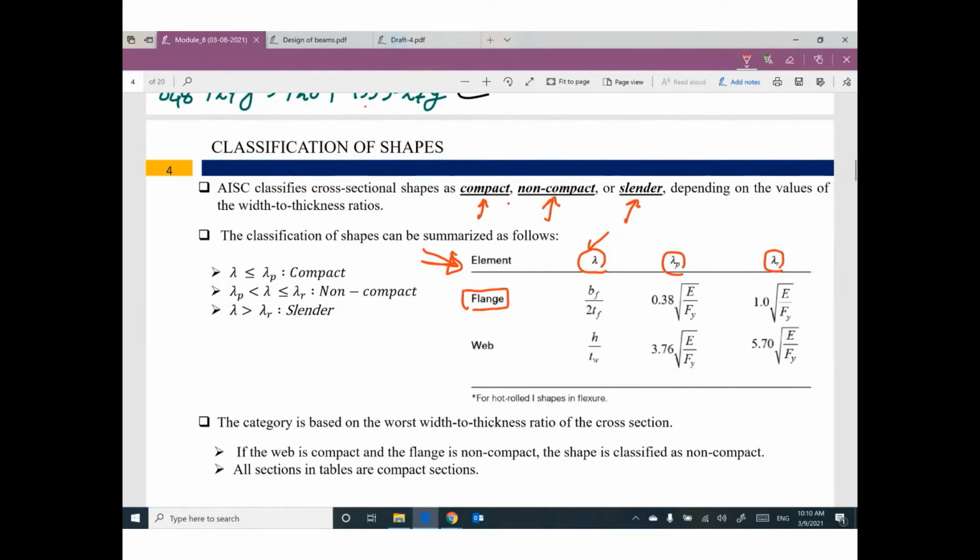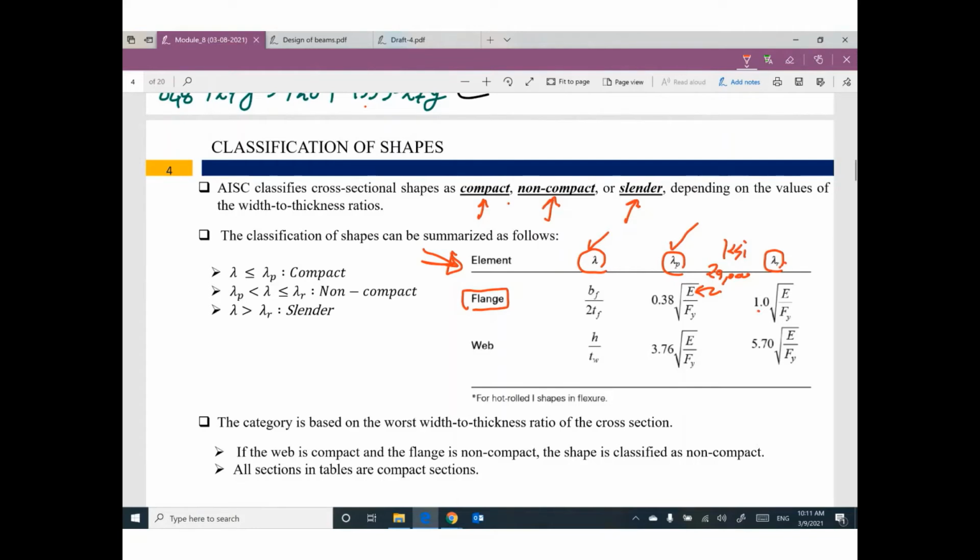Lambda plastic, or lambda P, equals 0.38 square root of E, Young's modulus of steel. Do you remember that? 29,000 ksi. I told you before, keep this number in your mind. Divide by F yield based on the type of steel, and I can get the value of lambda plastic. Lambda R equals 1.0 square root of E divided by F yield.